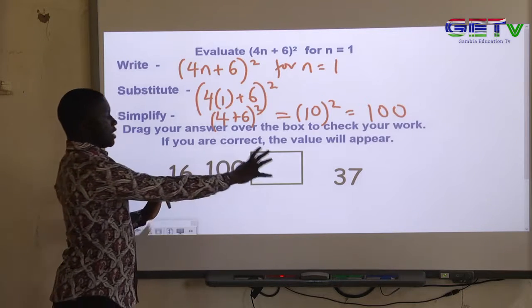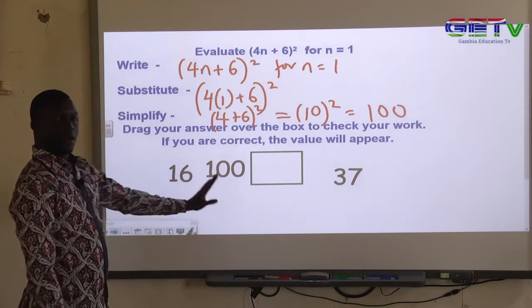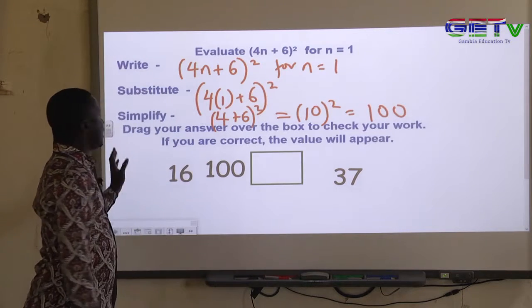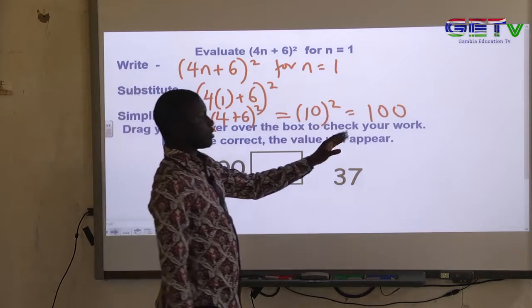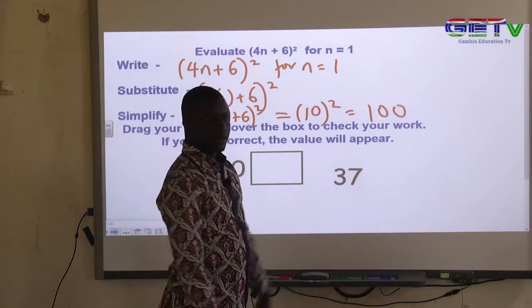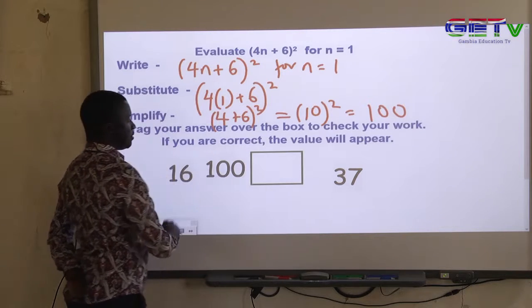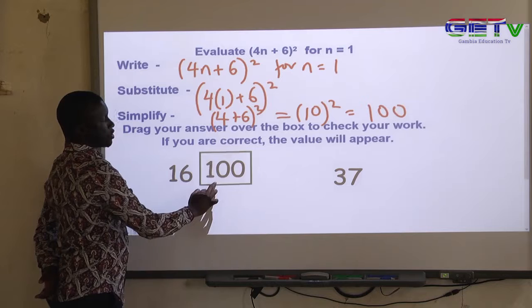Okay? So there's an instruction here just to prove your answer. There are various options here: 16, 100, and 37. Drag your answer over the box to check your work. If you are correct, the value will appear. There's a magic box here, this green box. So you drag the box across the number.